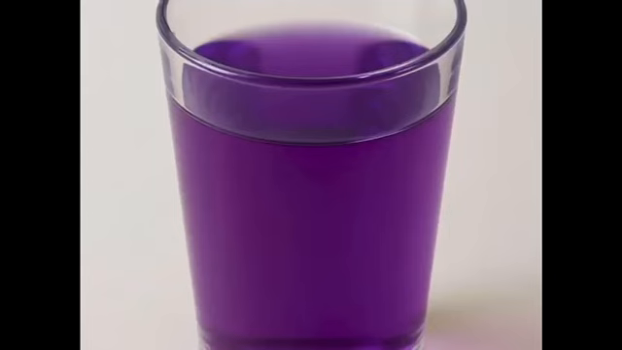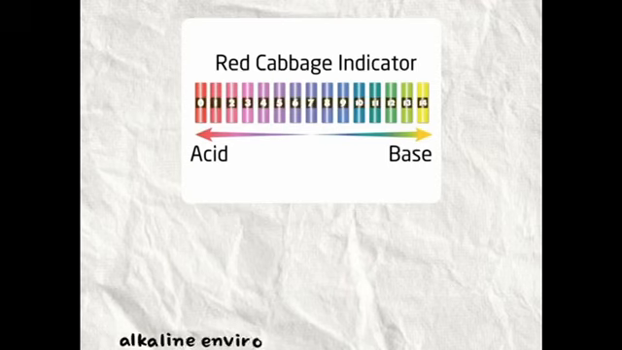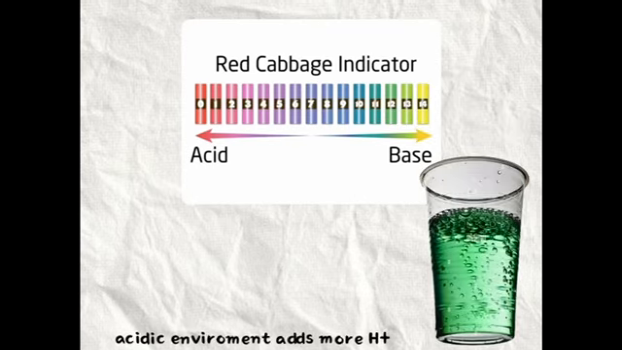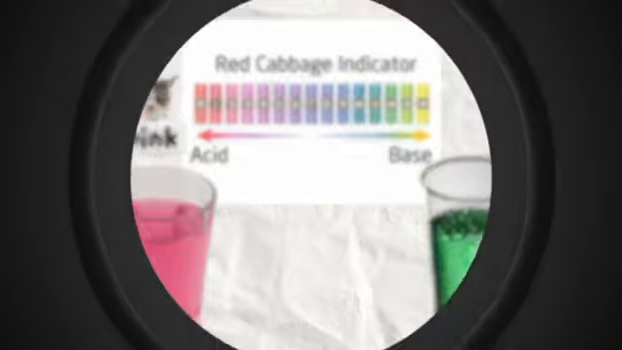This happens because the natural pigment in purple cabbage contains anthocyanin. Alkaline environment removes hydrogen and changes it into green or blue color, while acidic environment adds more hydrogen so that it becomes pink color.